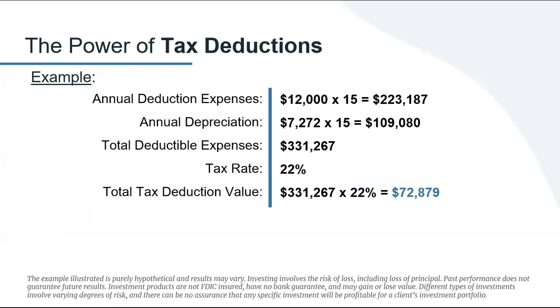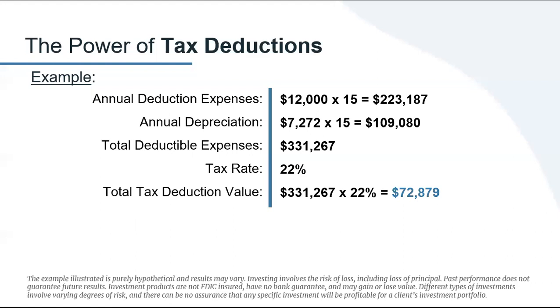This shows you the annual deduction expenses. So this is looking back at that example of rent. I assume that half of the rent were the expenses of the property. So in this case, $223,000 are deductible expenses. And the depreciation schedule for this is $7,272 per year. So that equates to $109,080 over the period. That doesn't change. That's just a flat amount that you receive each year over that 15-year time frame.